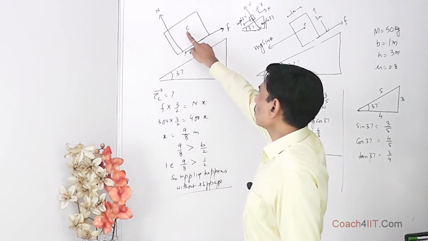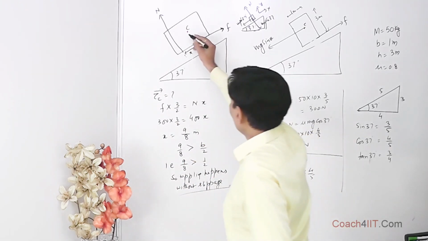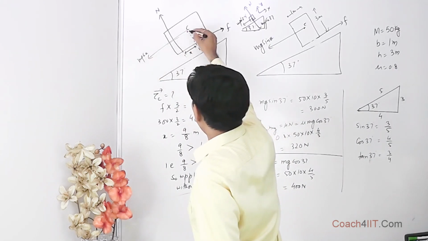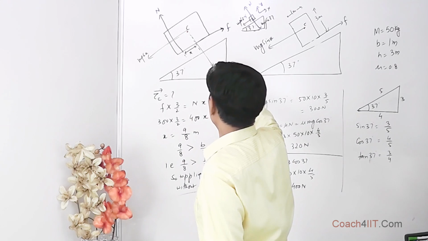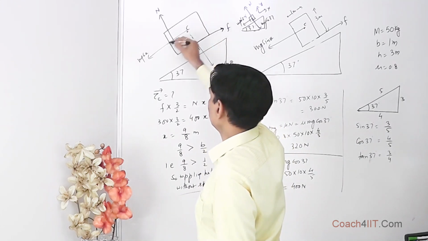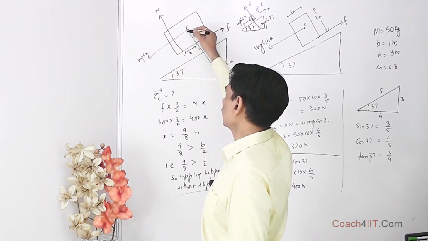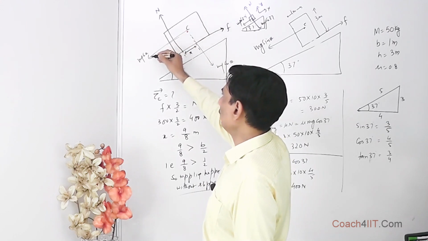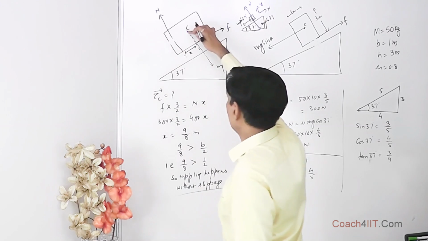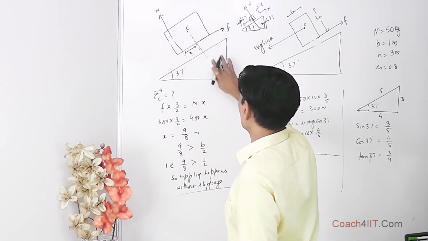So if we take the torques about C, the torque of mg sin theta is going to be equal to 0. We have mg sin theta and mg cos theta. Since we are taking torques about C, the torque of mg sin theta will be equal to 0, because the distance of this line of force from the axis is 0. So that's why I have not written it. Similarly, the torque of mg cos theta is also going to be equal to 0.